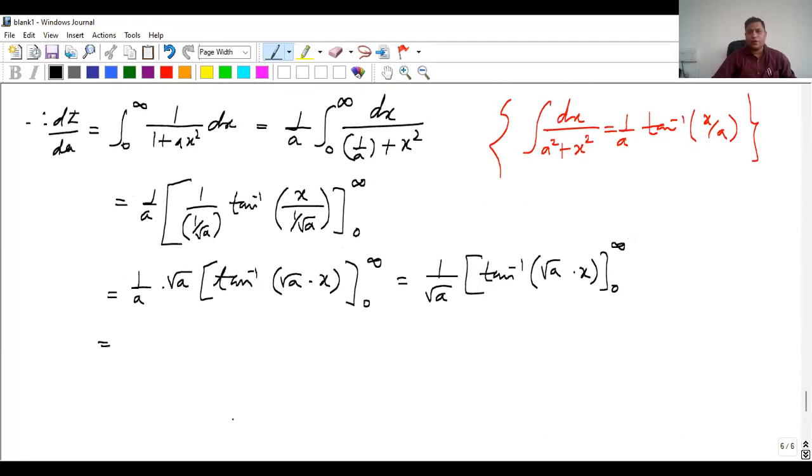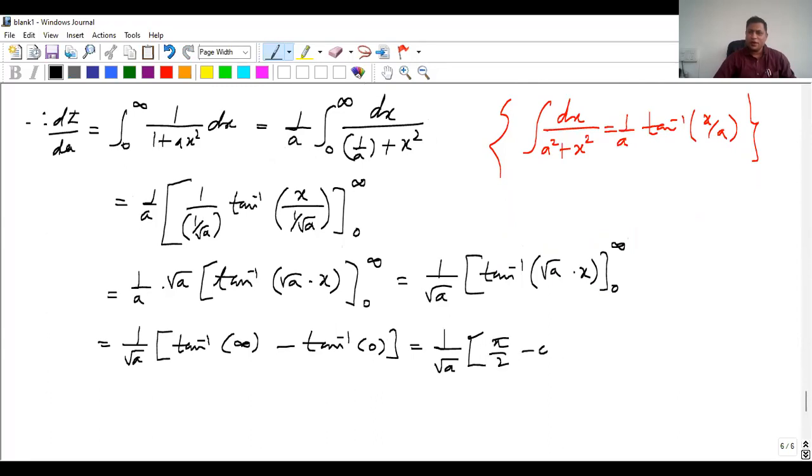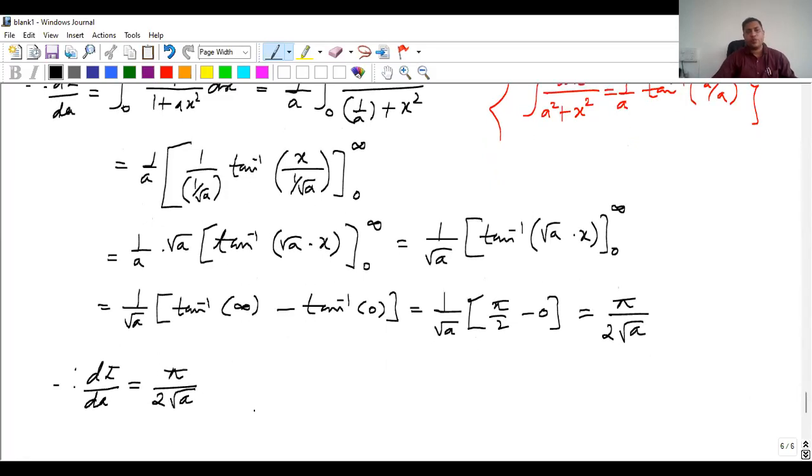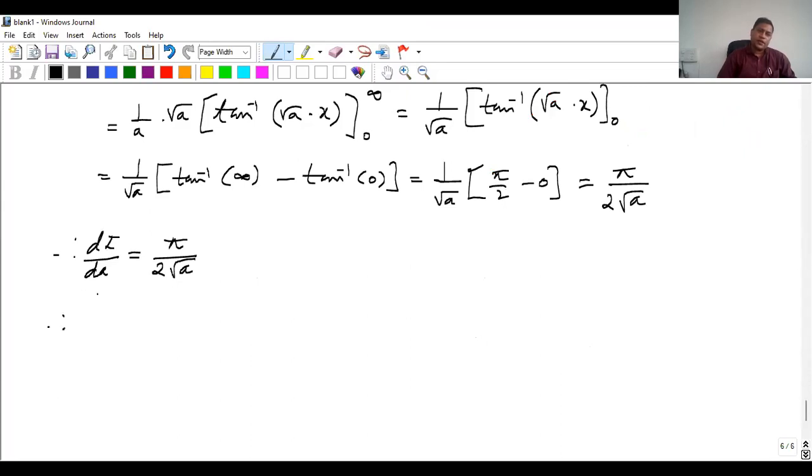So this is equal to 1/root A times tan inverse of infinity minus tan inverse of 0. What is the value of tan inverse of infinity? Pi by 2. So this is going to be pi by 2, and this is 0. So we got dI/dA is equal to pi/2 times 1/root A. Now this is again a variable separable differential equation. So dI is equal to pi/(2 root A) dA, and hence we can integrate this.